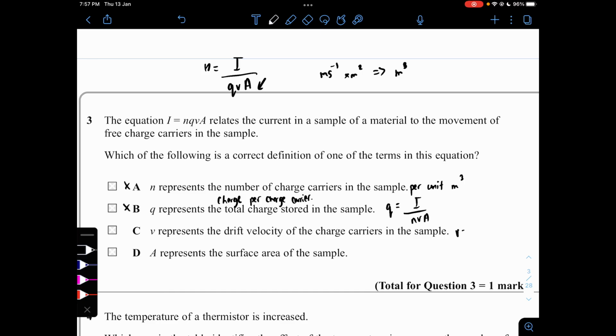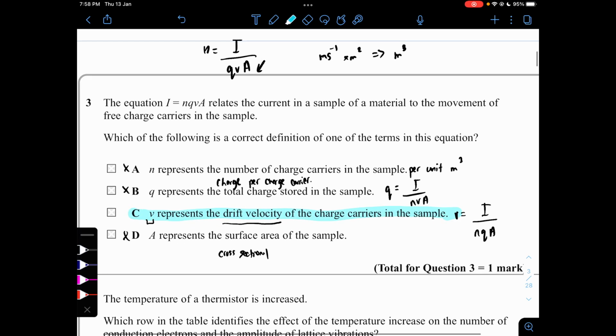v, so we have v equals I over nqA. So v represents the drift velocity of the charge carrier in the sample. Now this is correct because v usually represents the drift velocity. I always remember drift velocity as what v stands for. So let's look at D. A represents the surface area of the sample. Now that's not correct because A represents the cross-sectional area. So the answer is C.